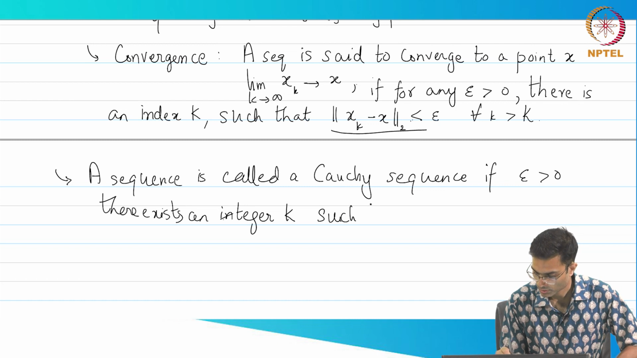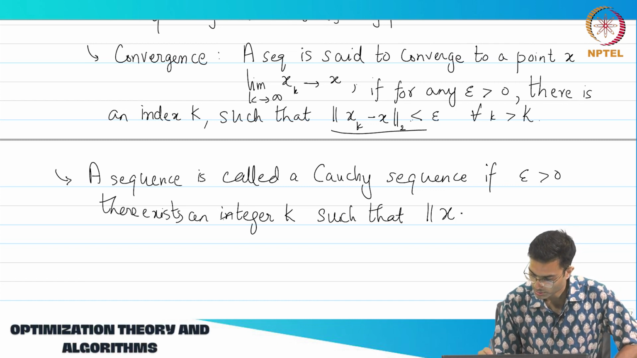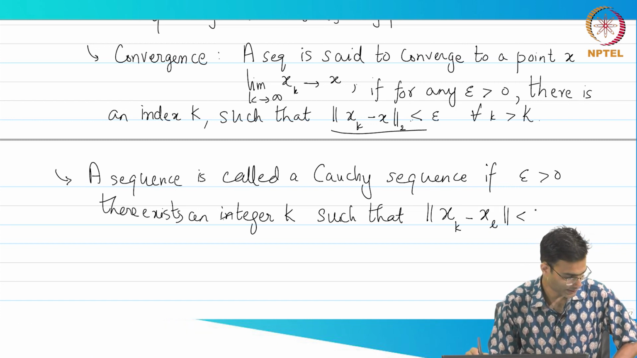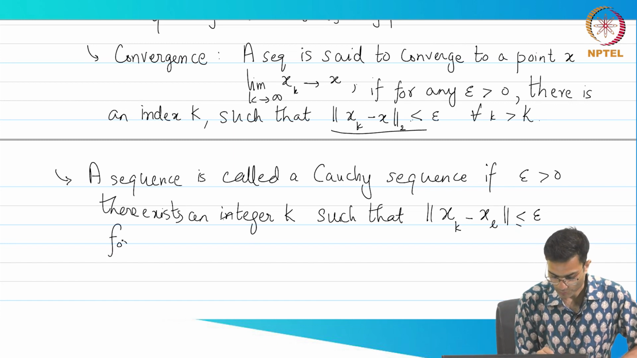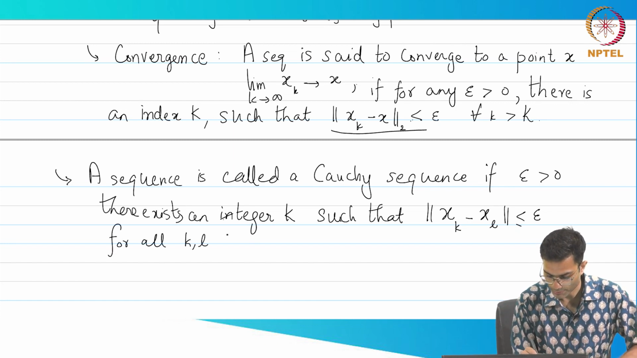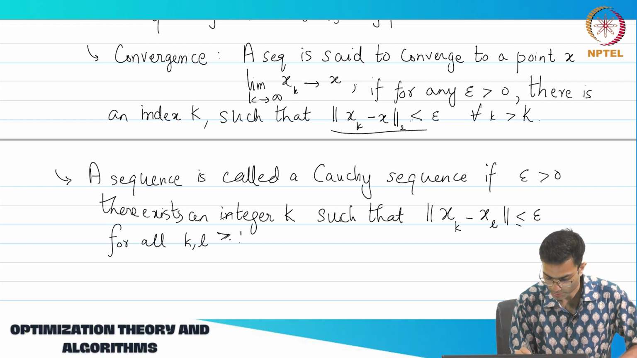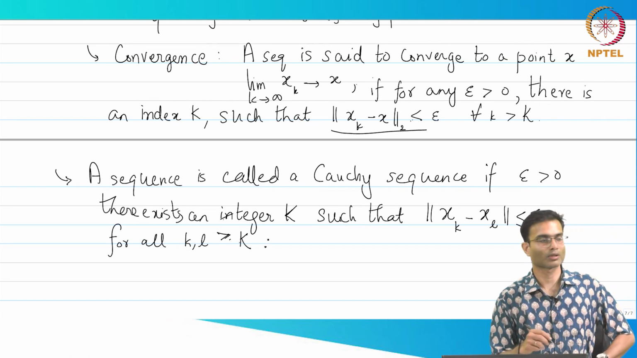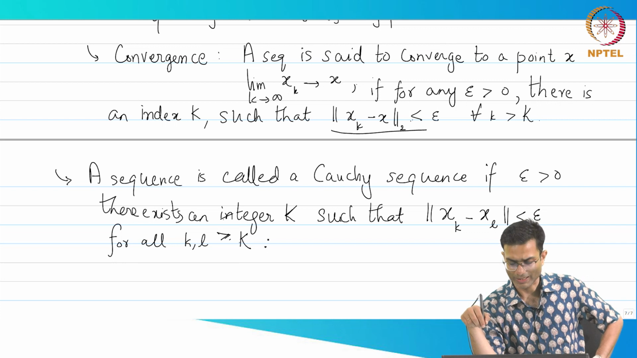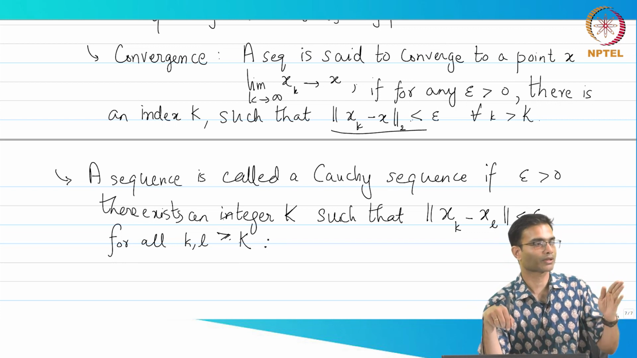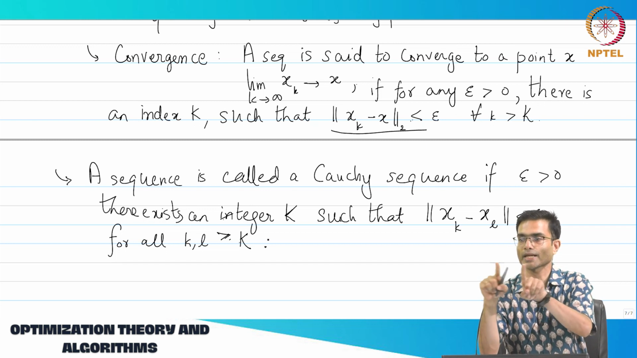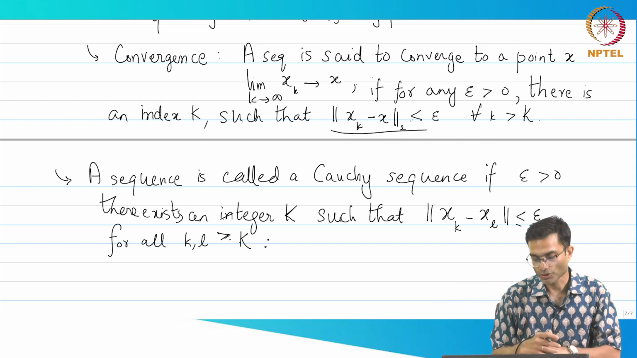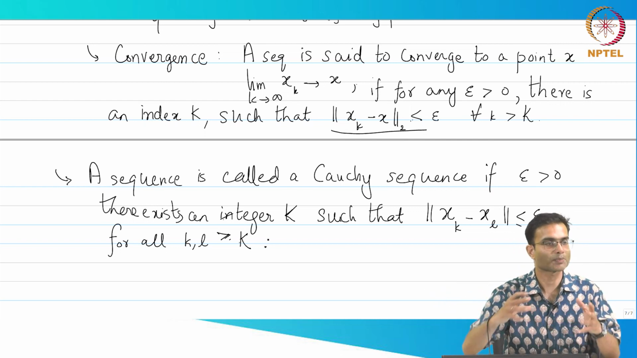such that the distance between xk and xl is less than epsilon for all k and l greater than capital K. This is called a Cauchy sequence. Again, in geometry, it's very easy to understand that once I go past a certain threshold, the distance between any 2 points begins to get smaller and smaller. So this is a more specialized kind of sequence.